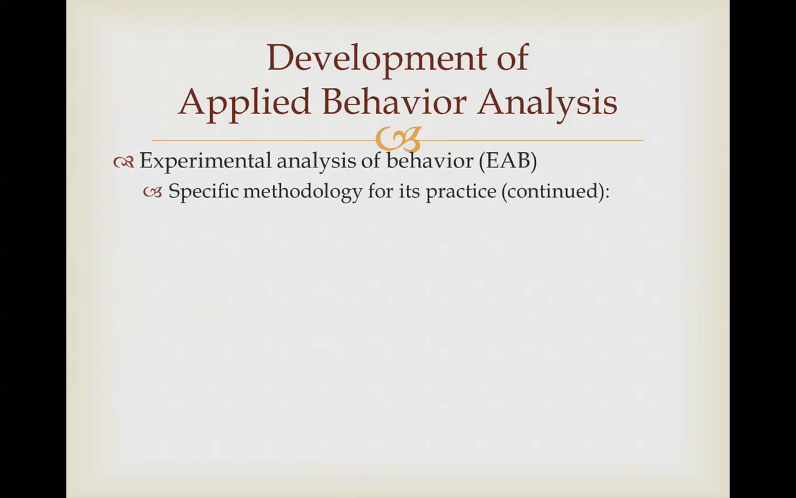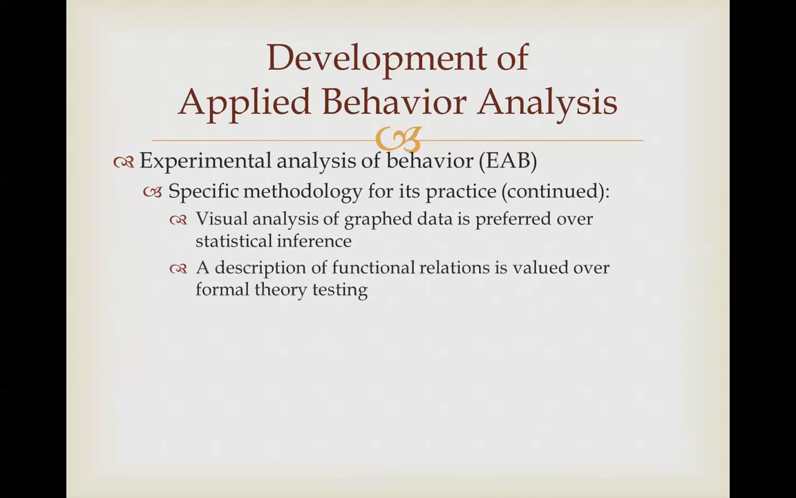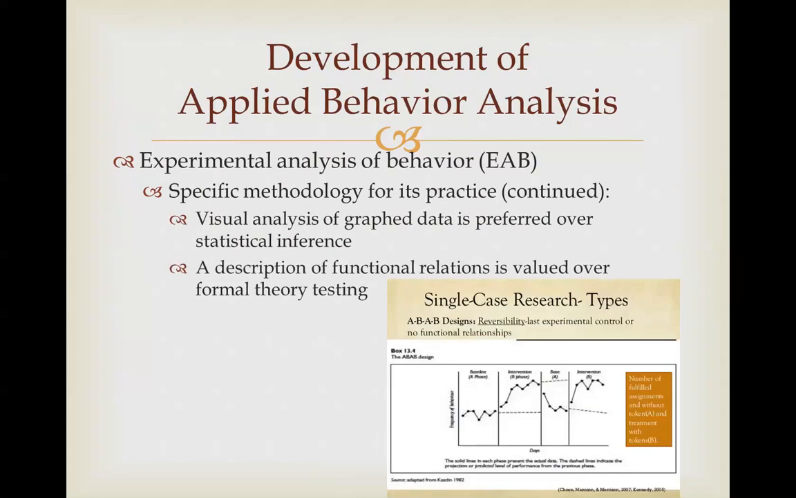A couple more. Specific methodology for its practice: visual analysis of graph data is preferred over statistical inference, and the description of functional relations is valued over formal theory testing. This is a display of graph data. It's a simple ABAB design. Don't let those references to ABA confuse you with applied behavior analysis. It's just labeling of the different phases of the experiment, with the first A being baseline, the first B being intervention, the second A being return to baseline, and the second B being return to intervention.